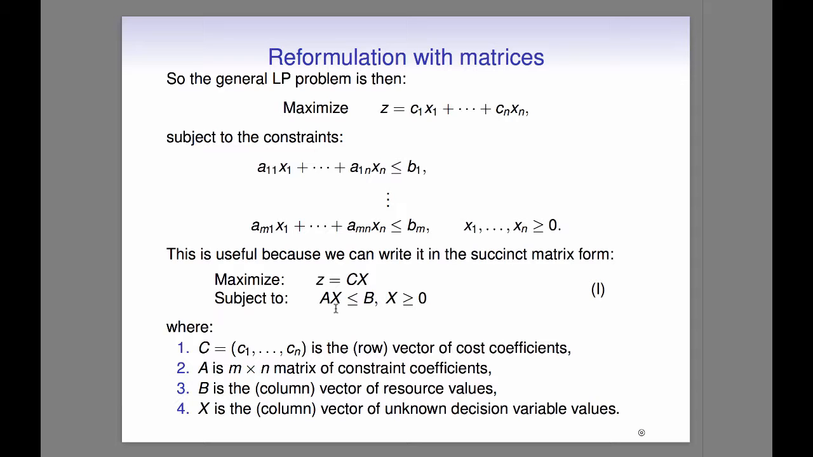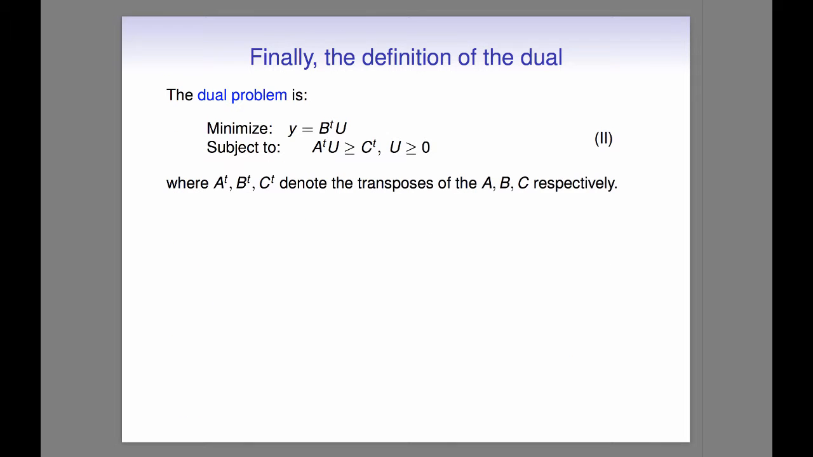So we've written it in this succinct matrix form so that we can then write down what the dual problem is. The dual problem is a minimization problem. It's a minimization of a new variable which we'll call U, and it's given by B transpose U subject to the condition A transpose U is greater than or equal to C transpose.